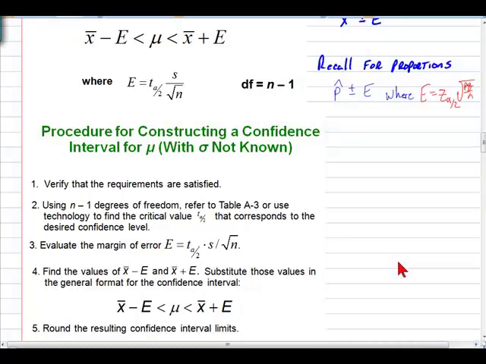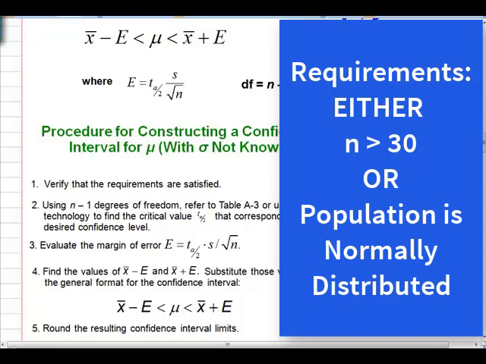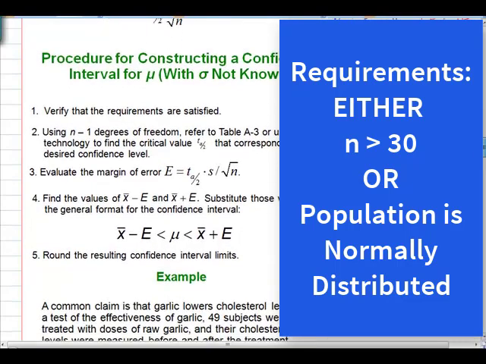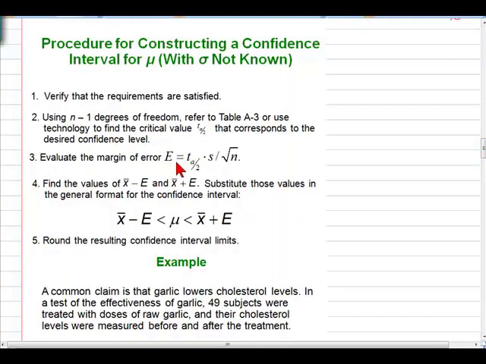So the procedure for constructing a confidence interval for mu with sigma not known is to first of all verify that the requirements are satisfied. The requirements being that you have an independent random sample, that your sample is normally distributed, which means that your sample has to have at least 30 or come from a normally distributed distribution. And then we want to evaluate the margin of error and find the values of x bar minus the error and x bar plus the error, and then substitute those values in this form where we have our lower limit less than the mean less than our upper limit.